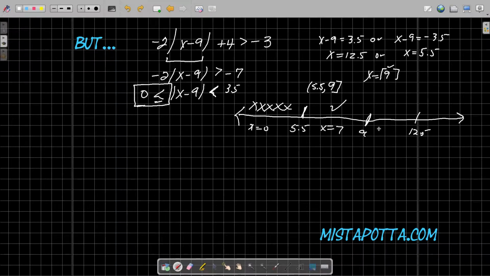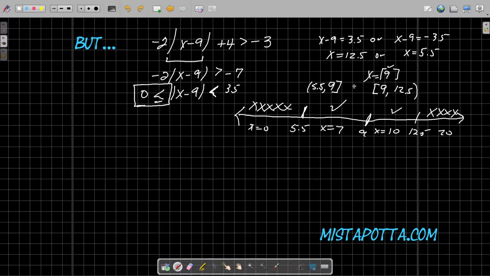Let's test another number over here. Let's try 10. So 10 minus 9 is 1. That's going to give me a negative 2 times 1, which is negative 2. Plus 4 gives me a positive 2, which works. So my interval has to include 9 to 12.5. And if I try a number bigger than 12.5, let's try 20. 20 minus 9 is 11. That's going to give me a negative 22. A negative 22 plus 4 is a negative 18. And that is not bigger, so this is not going to work.